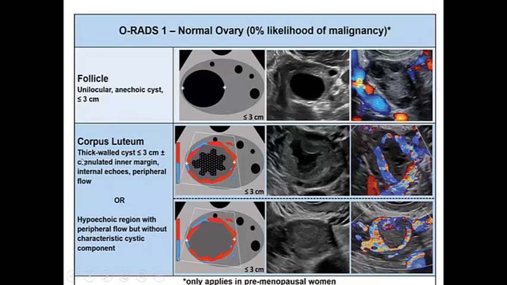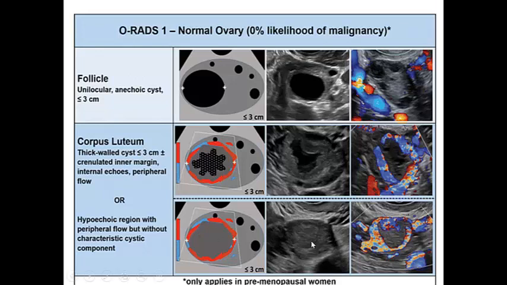Then we have the corpus luteum cyst. The corpus luteum cyst is a thick-walled cyst, less than or equal to 3 centimeter, with a crenulated inner margin. And this is what I described before, that it may look like a balloon, and this balloon starts to deflate, so it gives this appearance. And we have a peripheral ring of fire appearance, and this is very important because the ovary at that stage is preparing itself that pregnancy may occur, and this corpus luteum will maintain pregnancy later on.